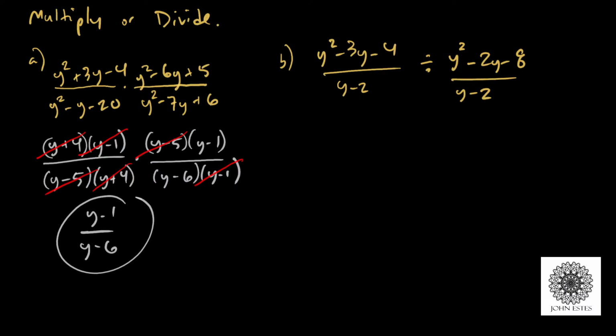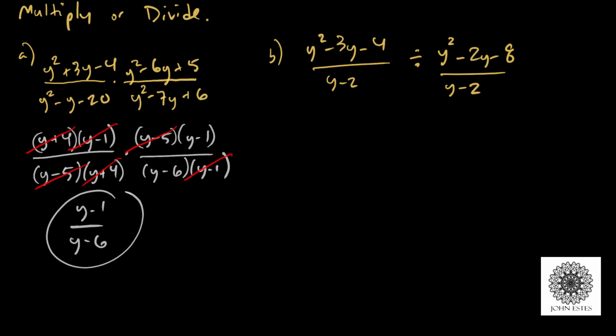Okay, for this next one, I just have to remember that division is the same as multiplying by its reciprocal. So it's not too bad. I'm going to start with the first one. I need to factor, and I'm thinking of two things that multiply to give me -4 and add to give me -3. So how about y minus 4 and y plus 1?